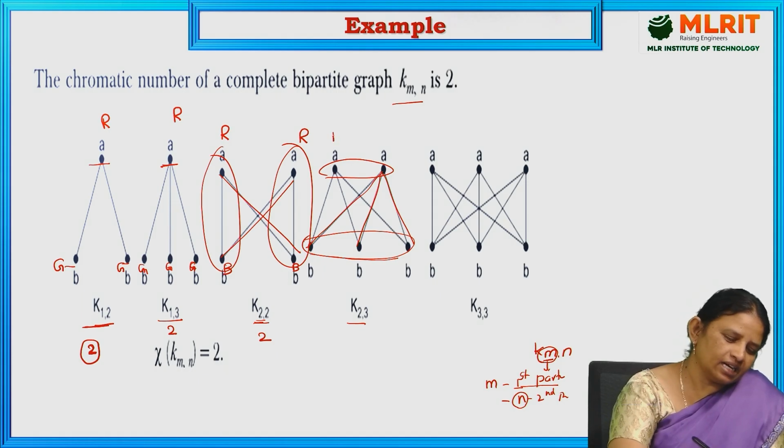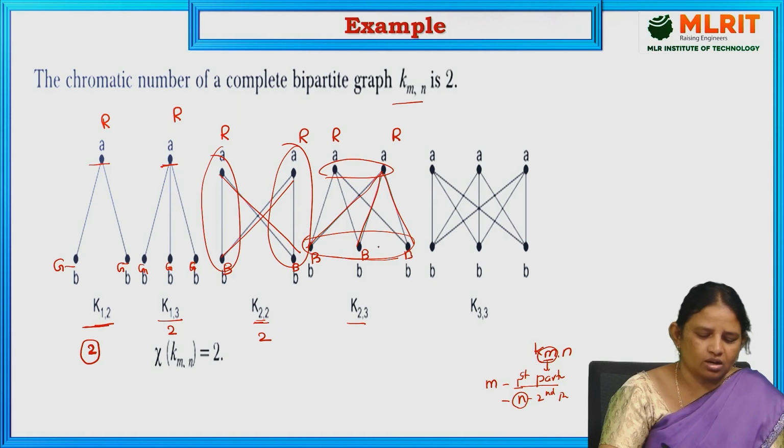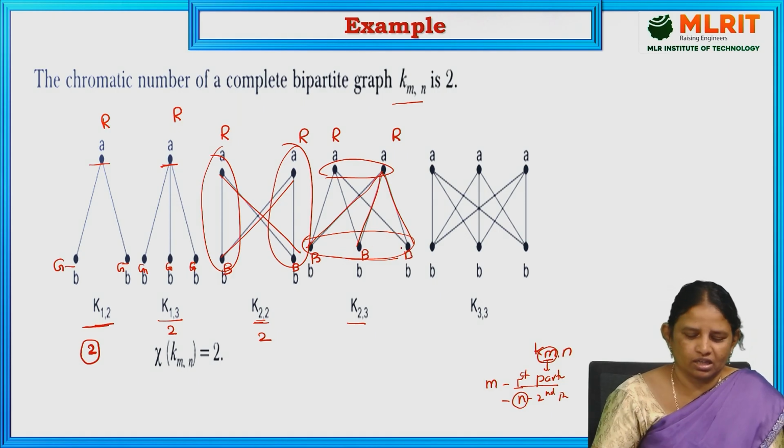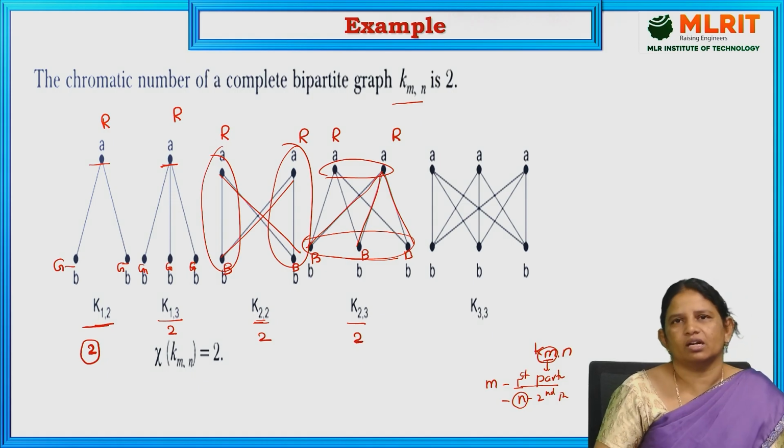A is colored with red. Don't use the red color for B. We can use the red color for A, and these are colored with blue. B's are not adjacent to each other, so we can use another color for B. The chromatic number is 2.